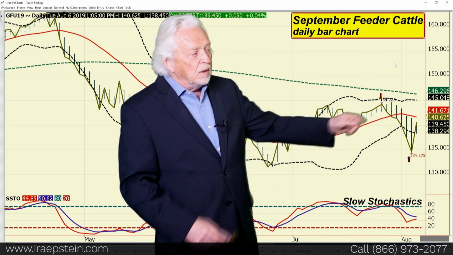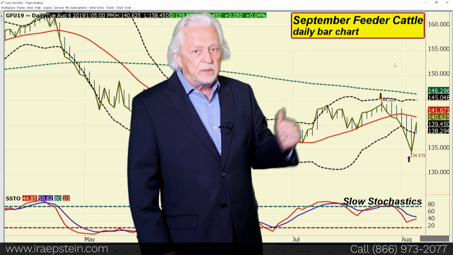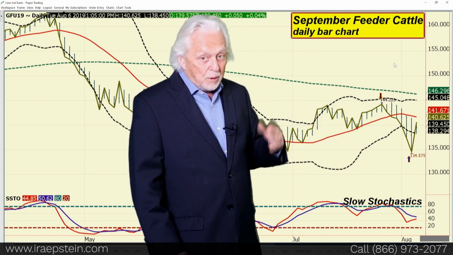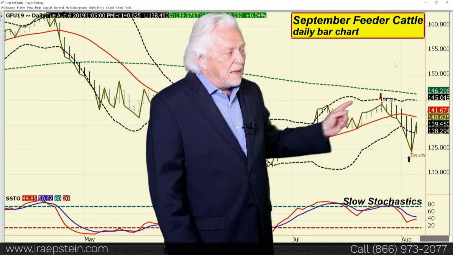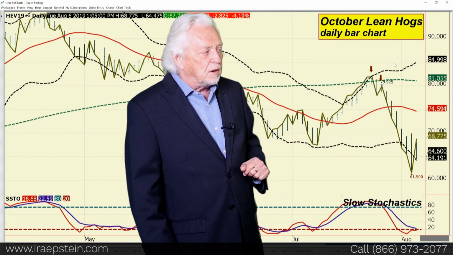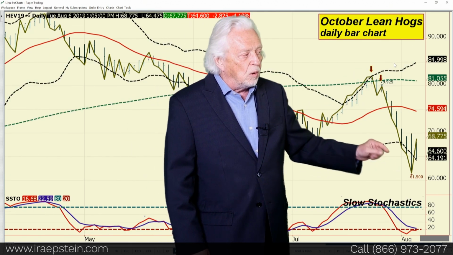In the feeder cattle, the market continues to respect this lower Bollinger Band, unlike what the fat cattle is doing. Remember, these are younger animals that are going to be fattened up for the dinner table. And you've got the higher highs, the lower lows, the sideways mode, a difficult market, and the hog market is just still bearish. Lower highs, lower lows.